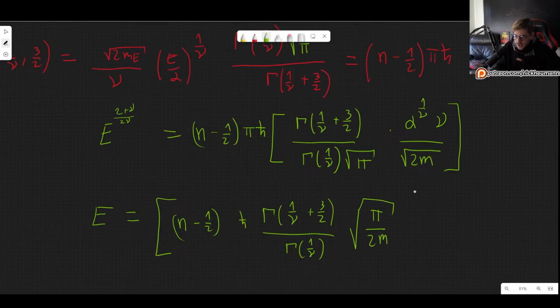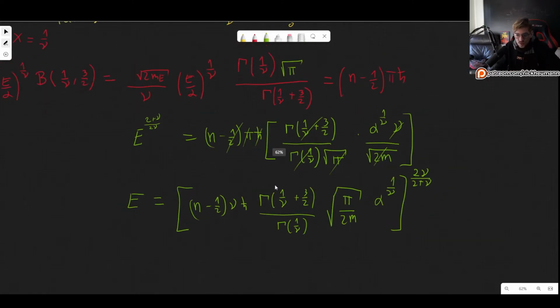And what else do we have? We still have this nu, so we will put it there. Let's see, I used this. We are still missing the alphas. Okay, so then we have alpha to the 1 over nu, and all of this is raised to the 2 nu over 2 plus nu. There we go. So in principle, this is already correct.